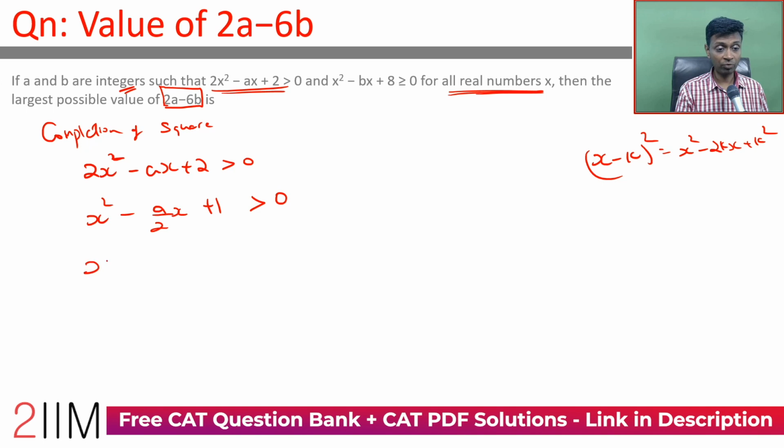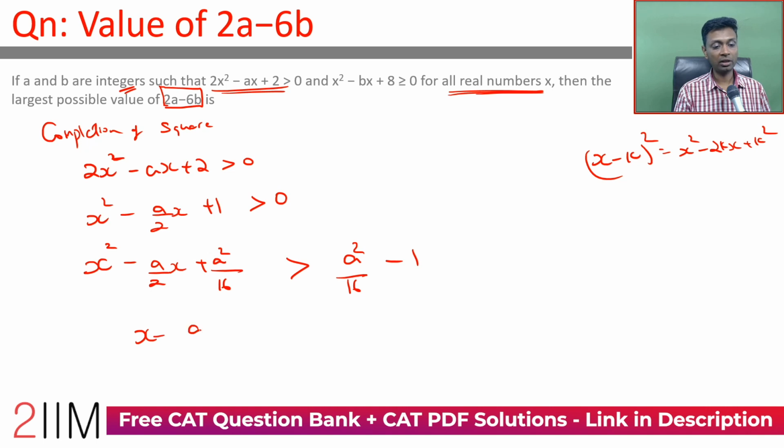What do I mean by that? Suppose this were x square minus a by 2x plus a square by 16. This is x minus a by 4 the whole square. And I cannot just add on one side. So I'll add a square by 16 at this side also, and then bring this plus 1 to this side as minus 1. Or x minus a by 4 whole square is greater than a square by 16 minus 1.